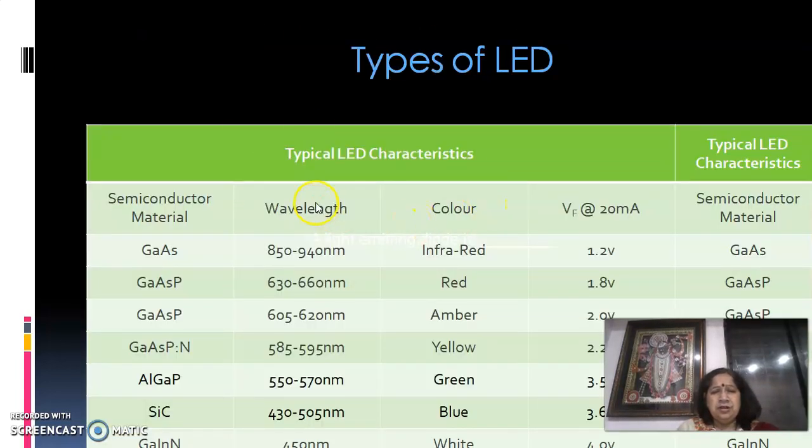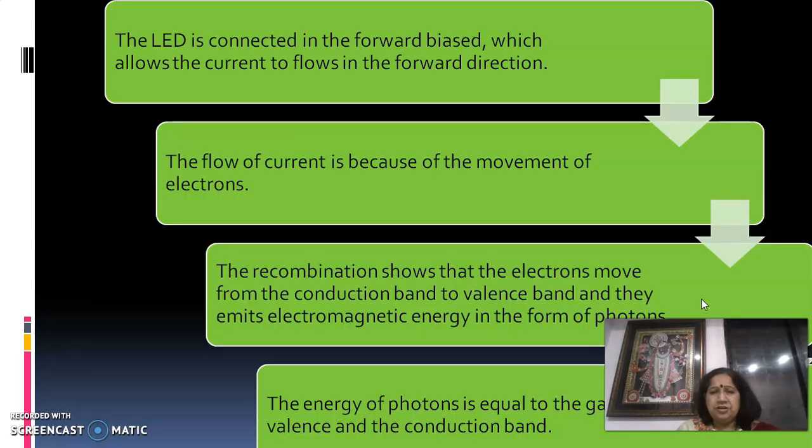Here again are the typical LED characteristics: the semiconductor material which is used, the wavelength of light which is radiated, the color of the LED, along with the forward voltage which is to be applied, and the current which flows through the LED, along with the materials used in the construction. These are the steps involved.